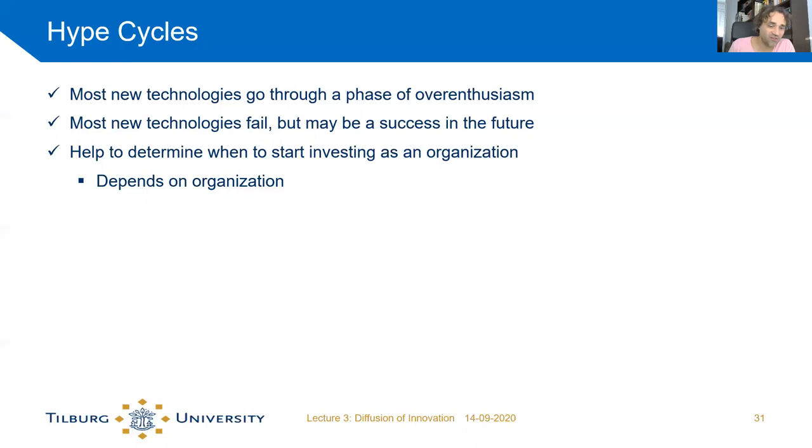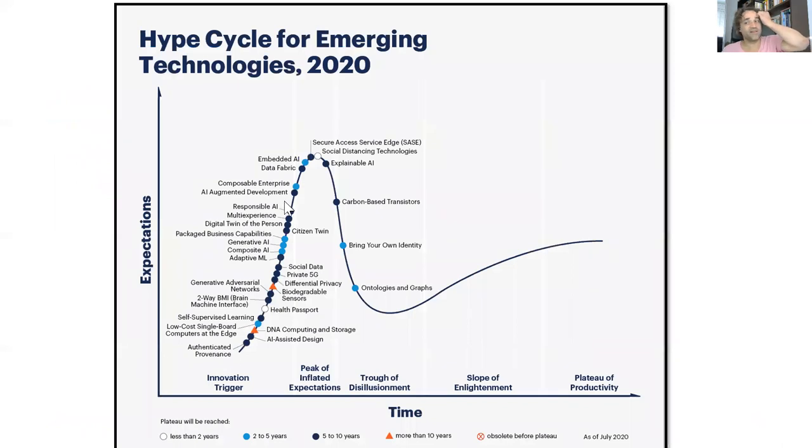If you're a governmental organization, a city, or a supermarket or whatever, then maybe investing in blockchain now is less relevant. So maybe you can just wait it out and adopt it once it's there. So the chasm is a useful tool to think about as an organization, to think about what can we do with the innovation? Should we invest now? Should we wait it out? But of course, it's easier said than done because you never know if an innovation will be a success.